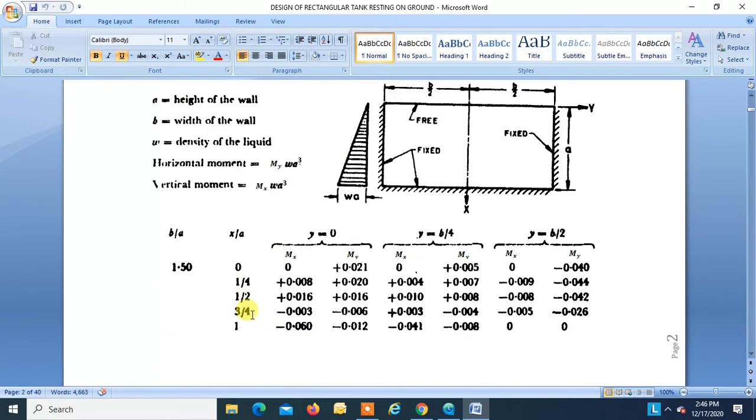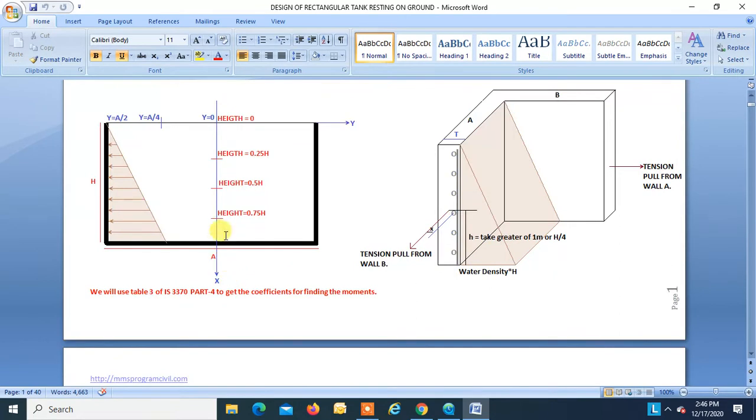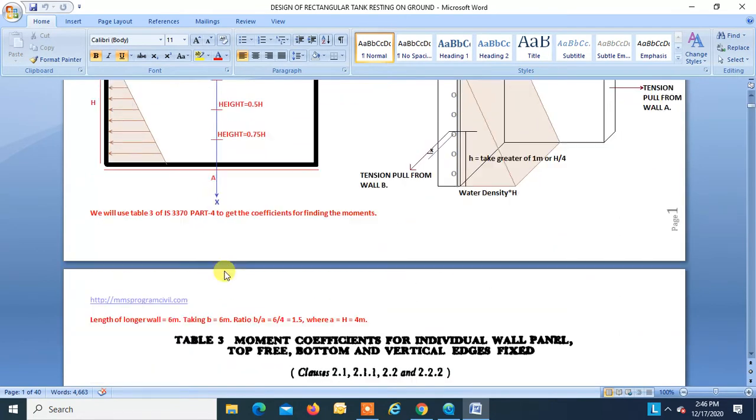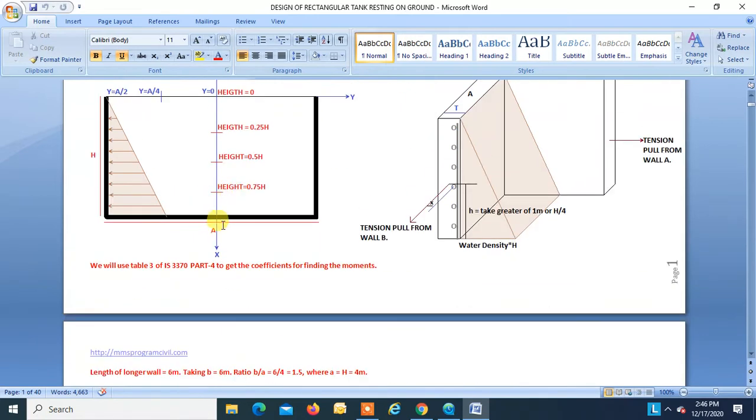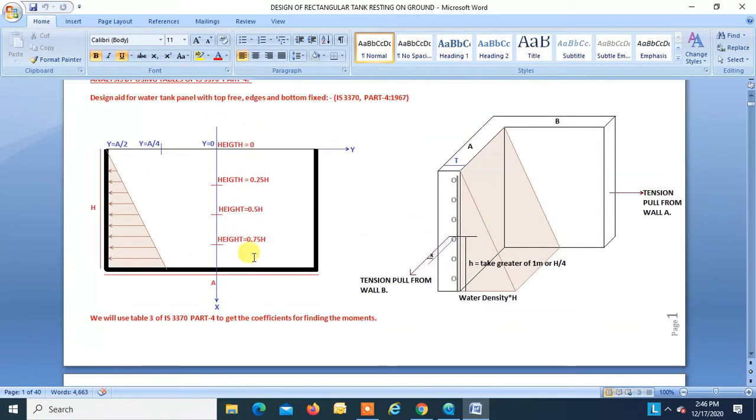x by a is 3 by 4, that is 0.75 h. And x by a is 1. Okay, this is said to be the liquid phase or liquid retaining phase, you can say. These two are the liquid retaining phase. The other side is called the outer phase, or you can say the remote phase.